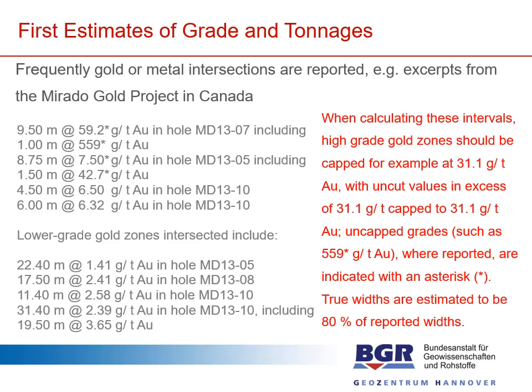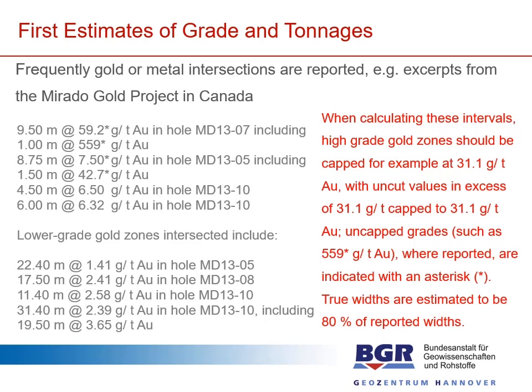During exploration, intersects of gold or also other metals like copper are frequently reported. And this is an example from the Mirador gold project in Canada. On the top, you can see relatively short intervals of 1 to 9.5 meters with relatively high grades. And on the lower part of the slide, you see larger intersects up to 31 meters with still high but not that pronounced values as can be seen above.